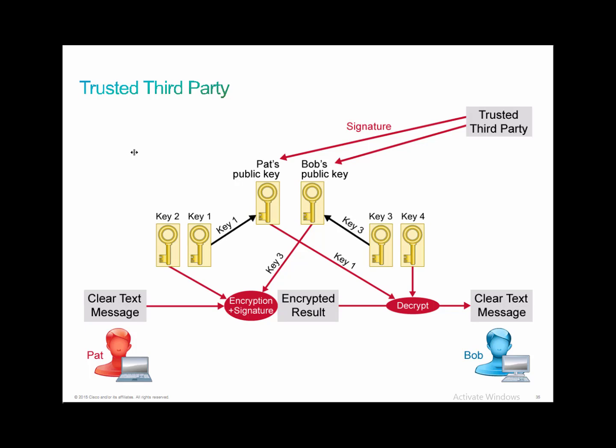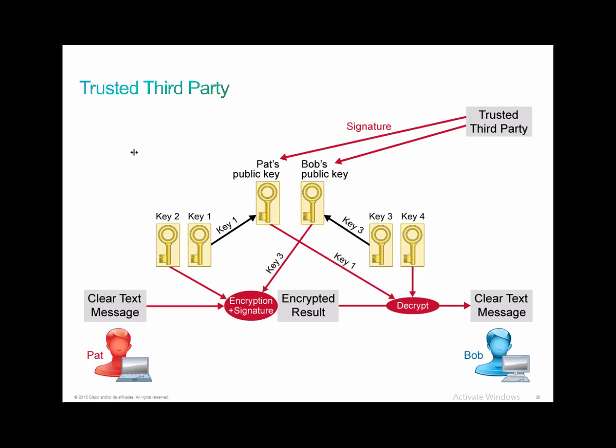What has to happen is both Bob and Pat have to agree on a trusted third party. In the case of public key infrastructure, that is something called a certificate authority, or in some cases, a registration authority, which is just a subordinate to a certificate authority.